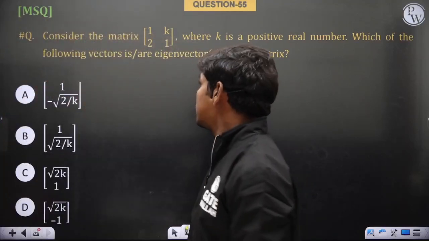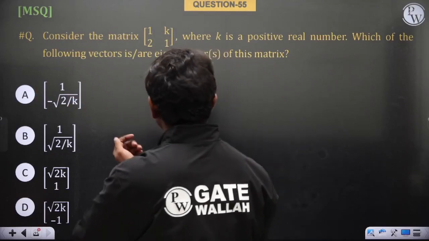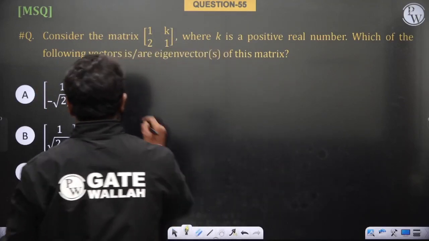So let's solve this question. Consider the matrix [1 k; 2 1], where k is a positive real number. Which of the following are eigenvectors of this matrix? Okay, so let's solve.